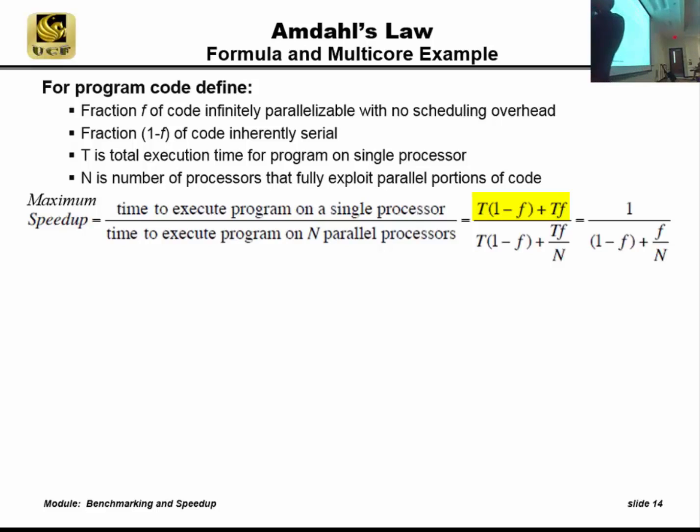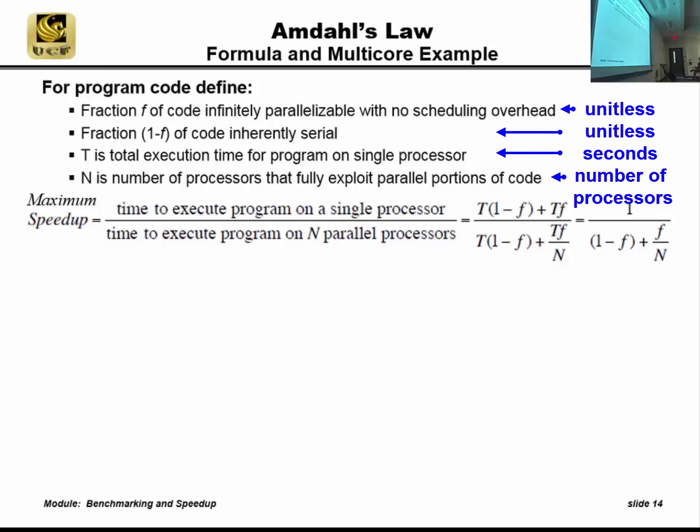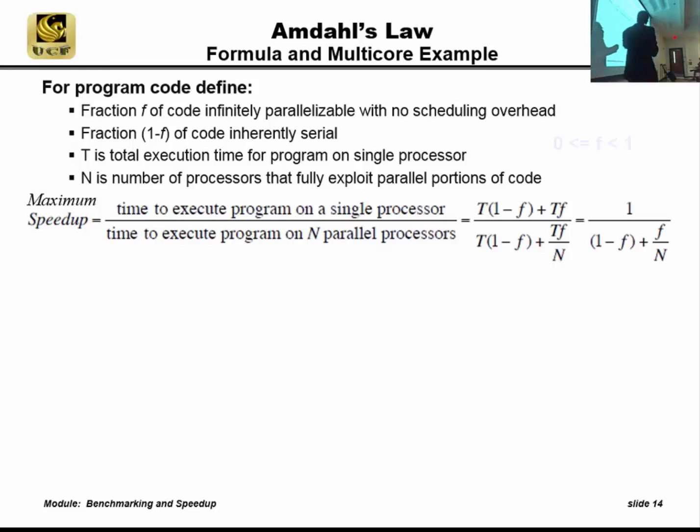What I'm going to do is decompose T into two components: (1 minus f) times T plus T times f. What's f? F is a fraction enhanced, a unitless ratio between 0 and 1. So if 100% of the execution is sped up by this enhancement, f would be 1.0. If none is enhanced, it's a 0.